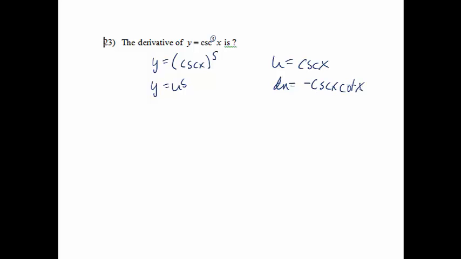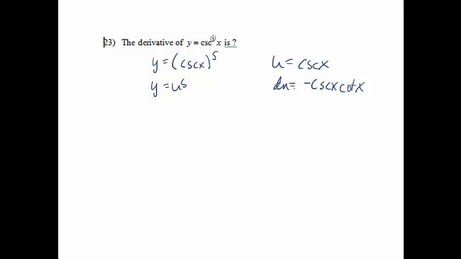Number 23. The derivative of y equals cosecant to the 5th x is equal to what? All right, since I have it to the 5th power, I'm going to actually rewrite this, and I'm going to put it in parentheses. And then when I have parentheses, we generally are going to do a u substitution, so that's exactly what I'm going to do. I'm going to make this u to the 5th. So I'm letting my u equal the cosecant of x, which means my du, my derivative of the u, the derivative of cosecant, hopefully remember, is negative cosecant x cotangent x.